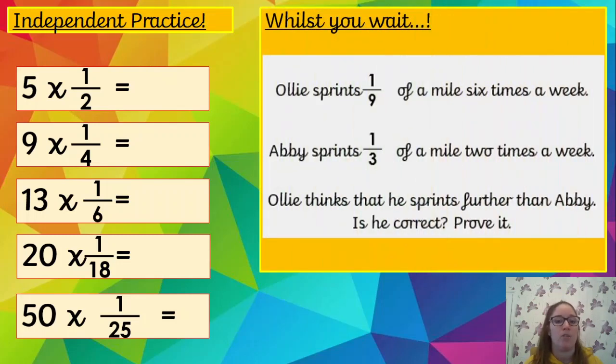Okay, if you're in the bubble with me today and you finish that really quickly, you can have a go at this. And again, if you are at home and you want an extra challenge, see if you can solve this one. So Ollie sprints 1/9 of a mile 6 times a week. Abby sprints 1/3 of a mile 2 times a week. Ollie thinks that he sprints further than Abby. Is he correct? I don't know.